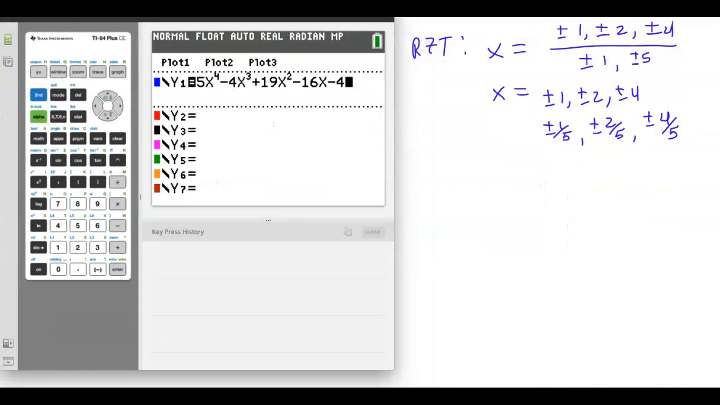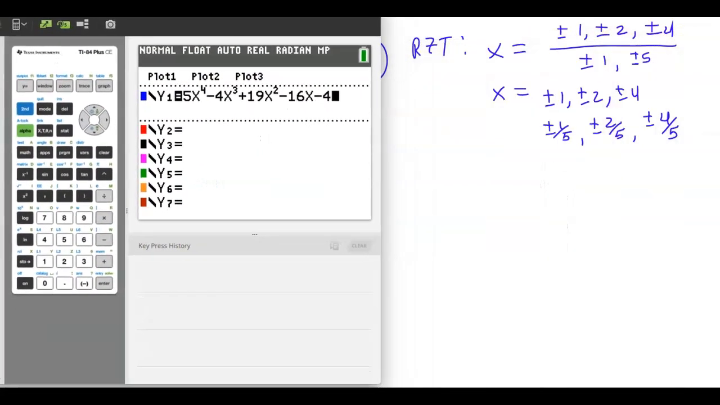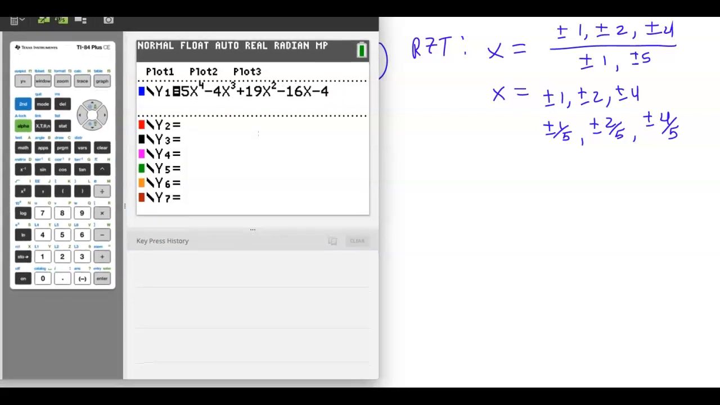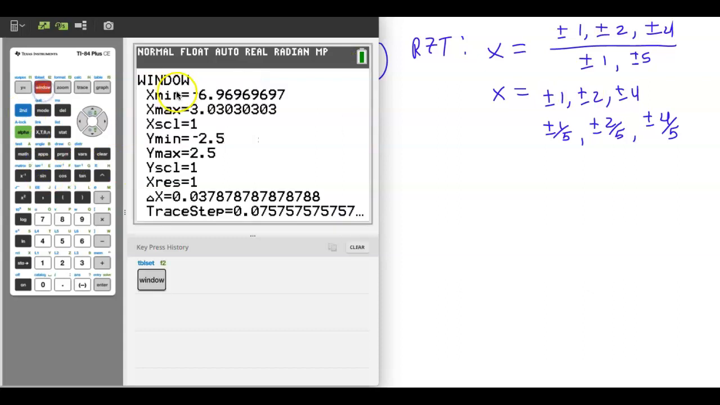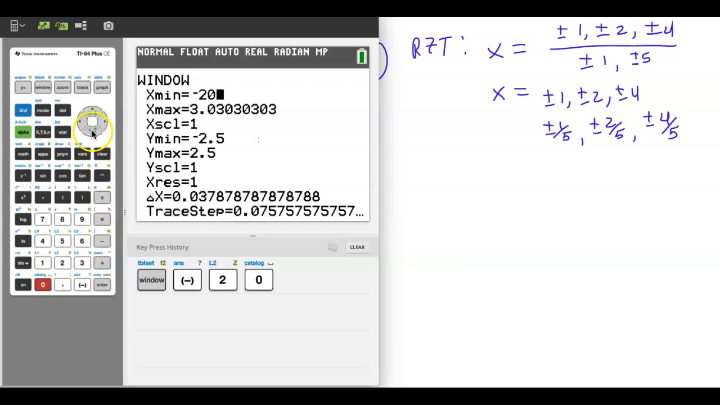So bringing in our technology again, I've already typed in what this particular function should be inside our calculator. So we're going to do the same thing again. We see that our largest and smallest numbers here are going to be 4 and -4 respectively. So our window, remember in the last example, we zoomed in, so I'm going to have to change this window here. And I'm just going to move it to -20 to 20 again.